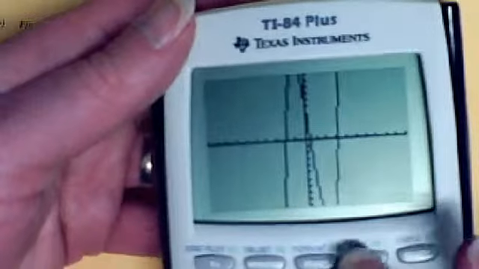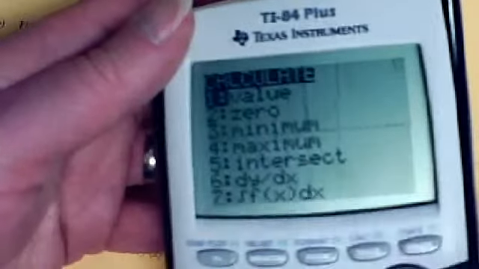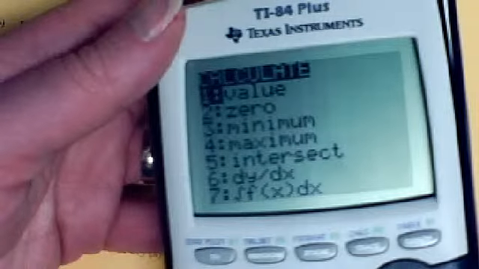Remember, the other way you could find your maximum and minimum points is while you're at your graph, maximum and minimum are options under your calculate menu.